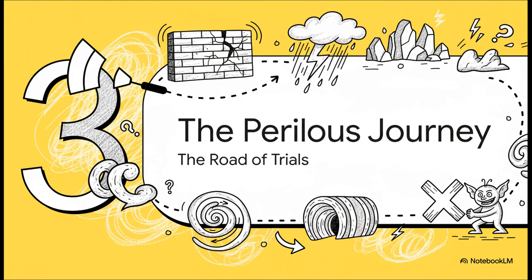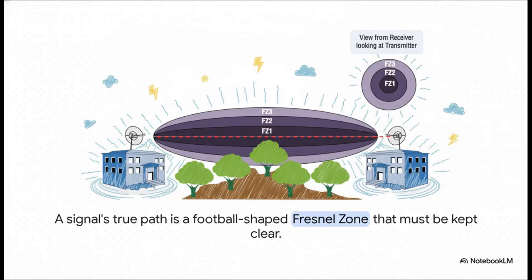Okay, so our signal is born and it's been focused by an antenna. But now it has to face the real world with all its obstacles. Welcome to the next and most perilous part of its journey, the road of trials. Now, you might think a Wi-Fi signal travels in a perfectly straight line, like a laser beam, but the truth is actually way cooler and more complicated.